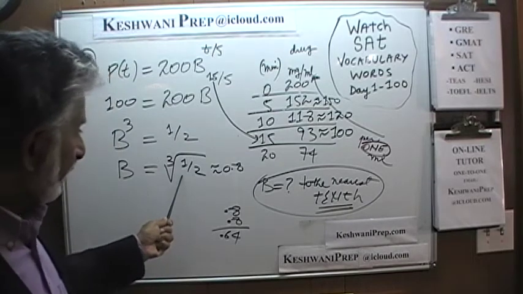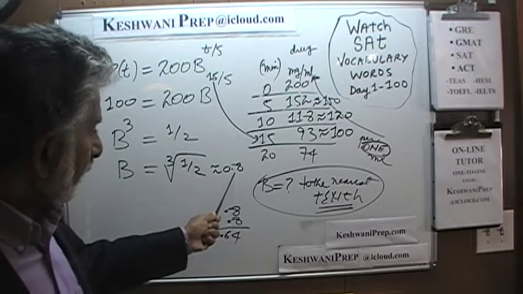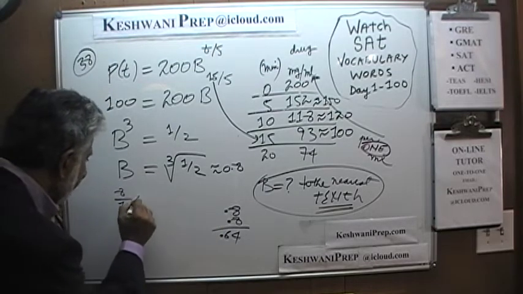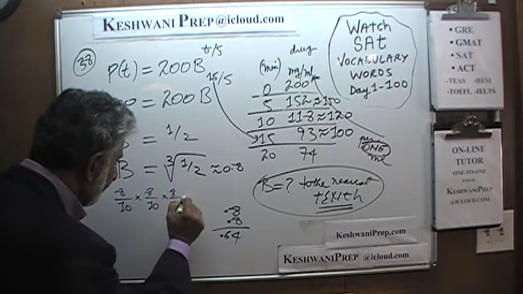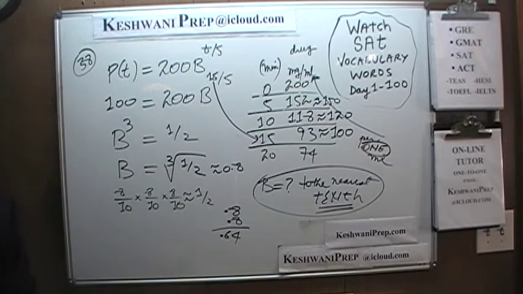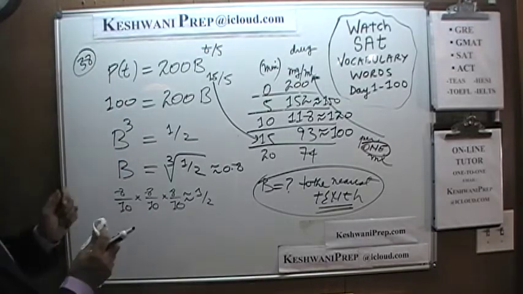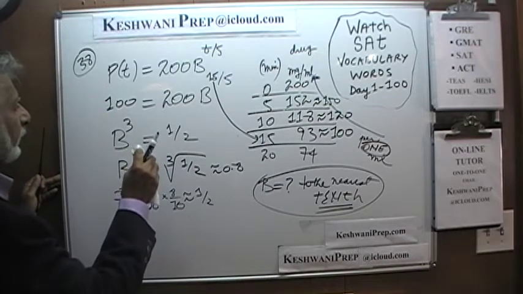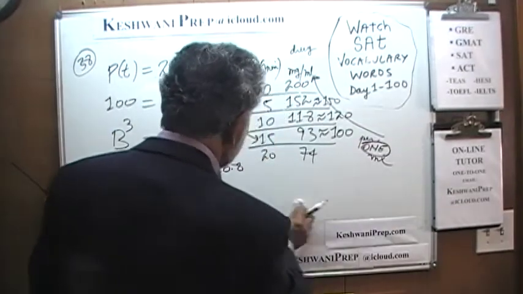But since we cannot go from here to here, because I don't have a calculator, I'm going to make my journey from here to here. I'm going to show you that 8 over 10, which is 0.8 times 0.8 times 0.8, is indeed approximately half. I'm going to show you on the top here, but I don't want to erase this model because we're going to need it. Let's do it right here.